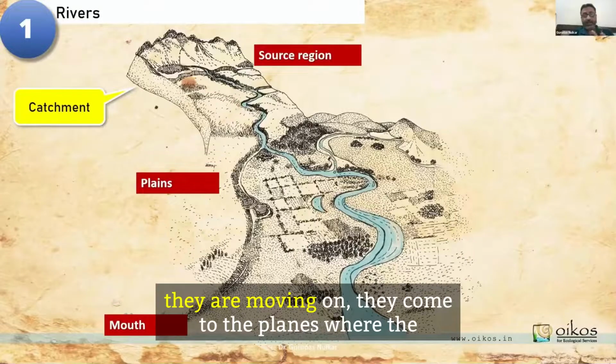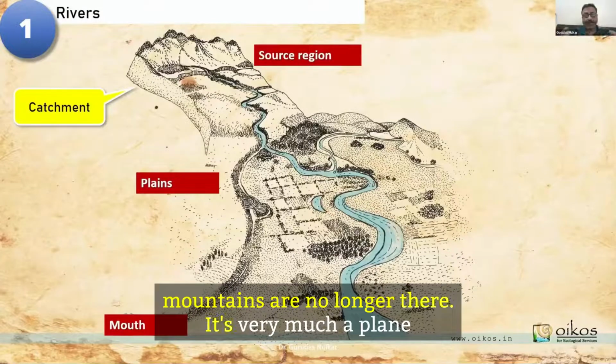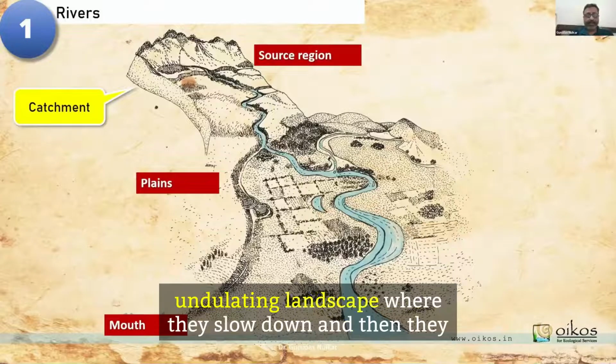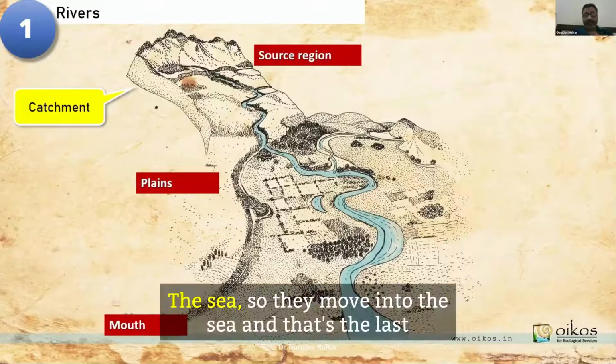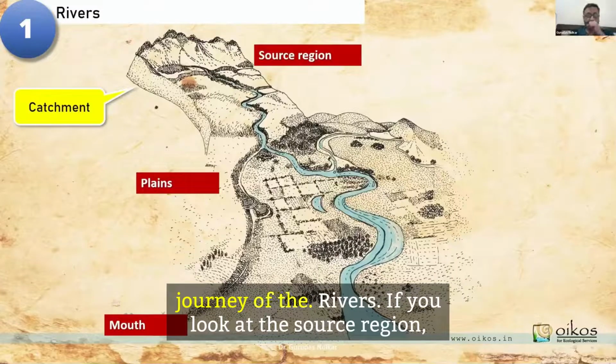Then moving on, they come to the plains where the mountains are no longer there. It's very much a plain undulating landscape where they slow down and then they move towards the mouth, which is at the confluence of the sea. So they move into the sea, and that's the last journey of the rivers.